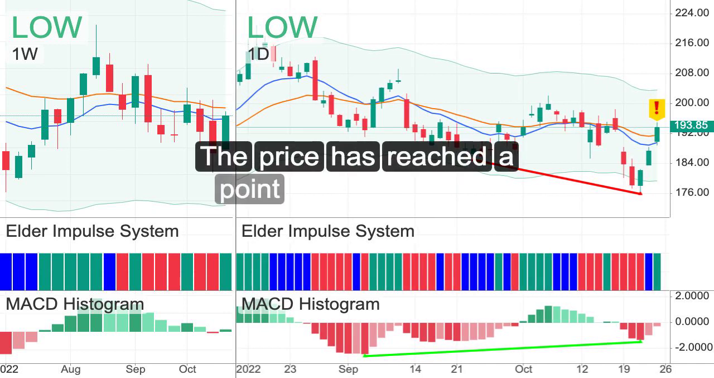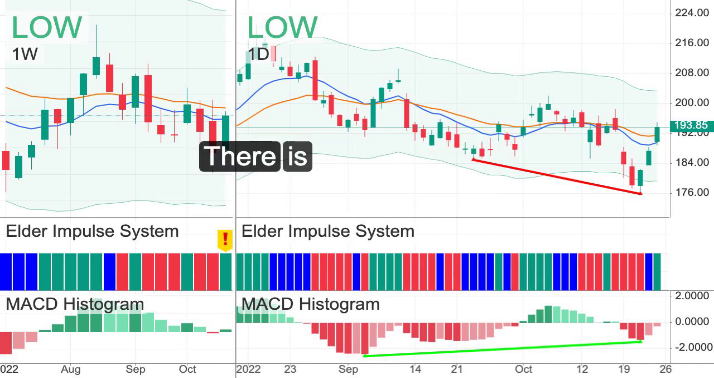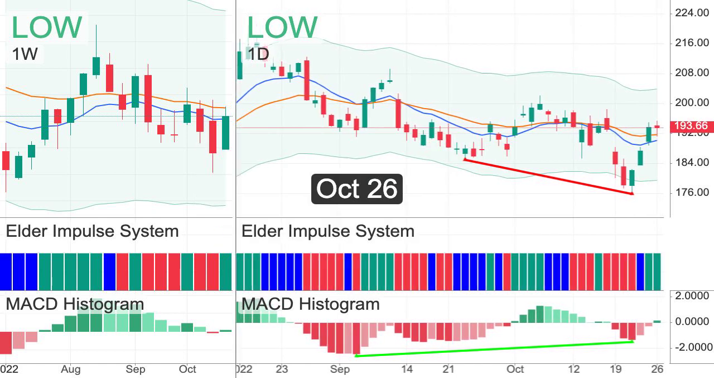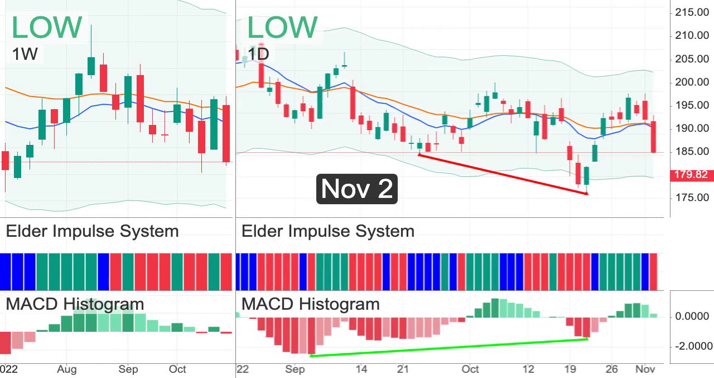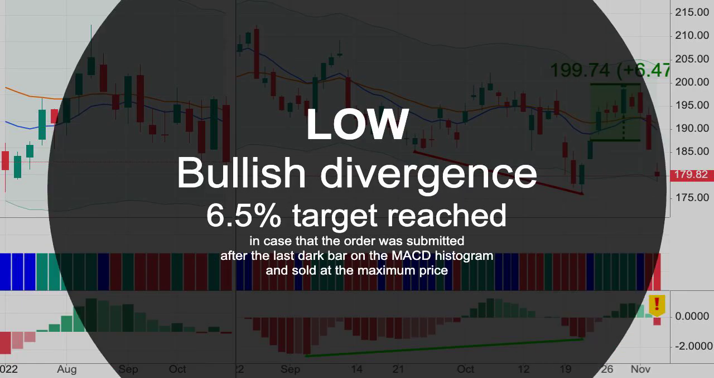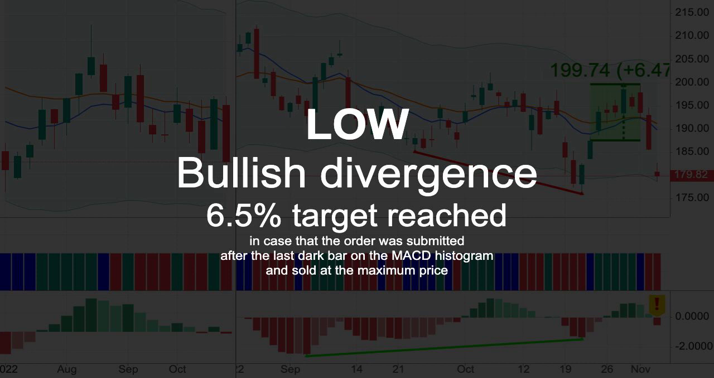The price has reached a point above the value zone. There is a green bar on an Elder Impulse System on the weekly chart. MACD histogram crossed the zero line. 6.5% target reached.